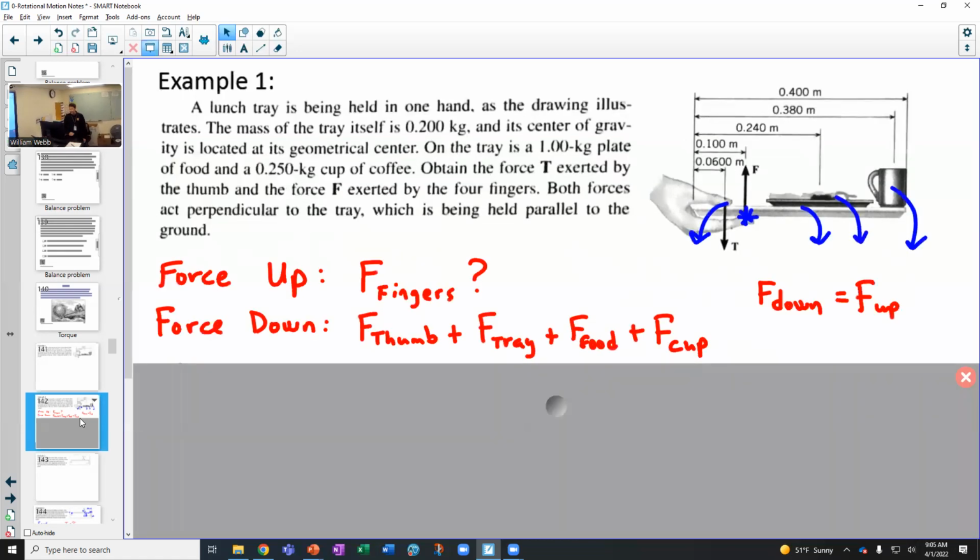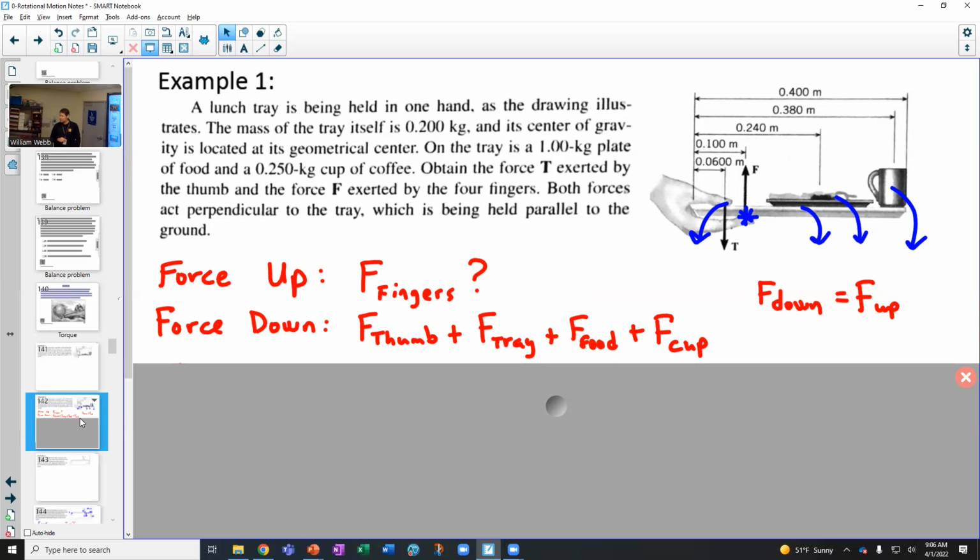And if we break that down even further, not only are the upward and downward forces equal, as I've written over here just to remind us of the basic thought, there's only one upward force, the fingers. That's the only thing pushing up, right? But there's several downward forces. The thumb is pushing down, the weight of the tray is down, the weight of the food is down, and the weight of the coffee cup is down. Right? So there's quite a few downward forces, but only one upward force. So the force of the fingers has to balance all 4 of those other forces.